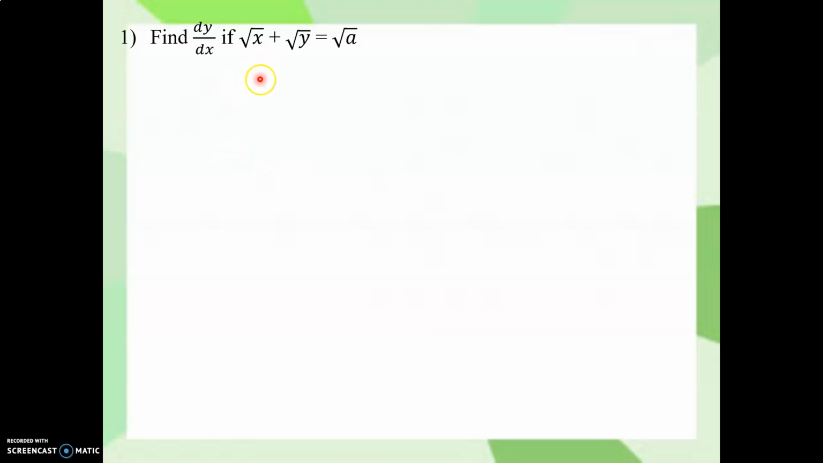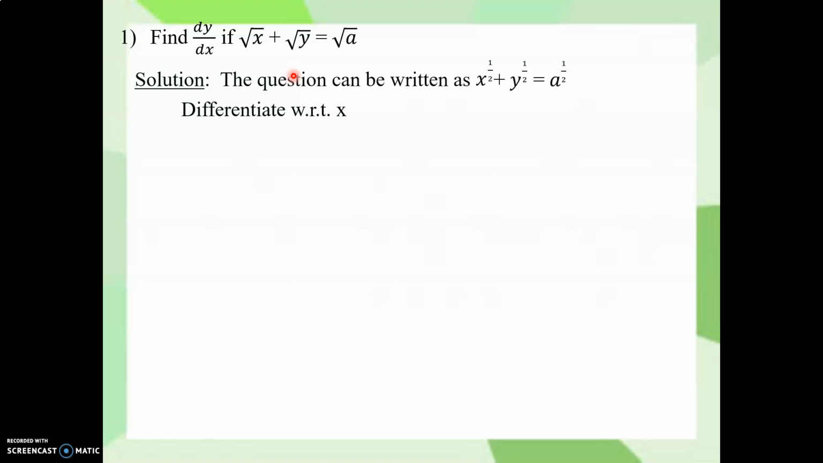Find dy upon dx if root x plus root y is equal to root a. The given question can be written as x raised to 1 upon 2 plus y raised to 1 upon 2 is equal to a raised to 1 upon 2. Now differentiating with respect to x, here it is x raised to 1 upon 2 and y raised to 1 upon 2 is here. So we'll take the derivative of this one. So 1 upon 2 x raised to minus 1 upon 2 plus 1 upon 2 y raised to minus 1 upon 2 into dy upon dx.